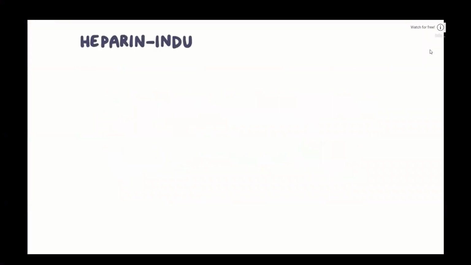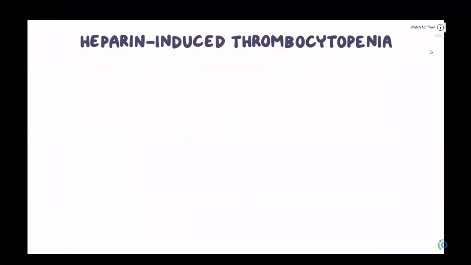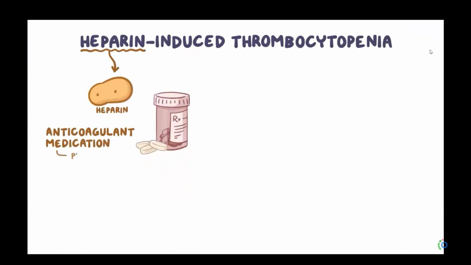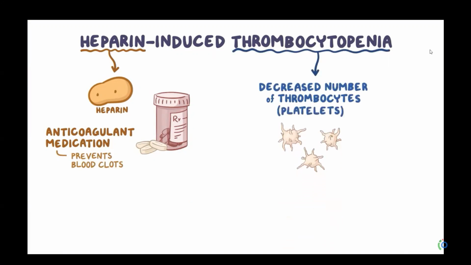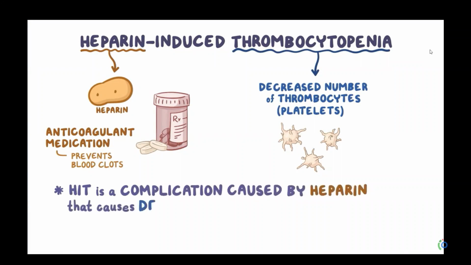The term heparin-induced thrombocytopenia can be divided into two parts. Heparin refers to an anticoagulant medication which prevents blood clots from forming, and thrombocytopenia refers to a decreased number of thrombocytes or platelets in the blood. So, heparin-induced thrombocytopenia, or HIT, is a complication caused by heparin that results in decreased platelets in the blood.